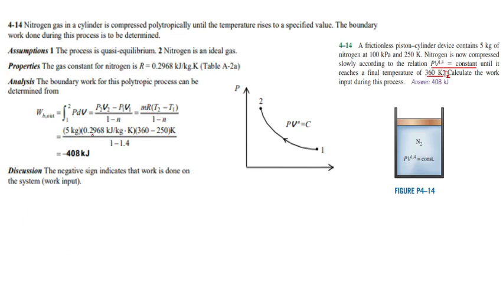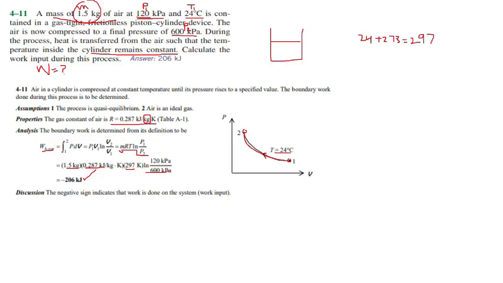M is 5 kg, R is 0.2968. So for nitrogen, the value of R is different. In the first example, we had air. For air, the value of R is 0.287. The value of the universal gas constant is 8.314 joule per mole per Kelvin. So this is always a universal value.